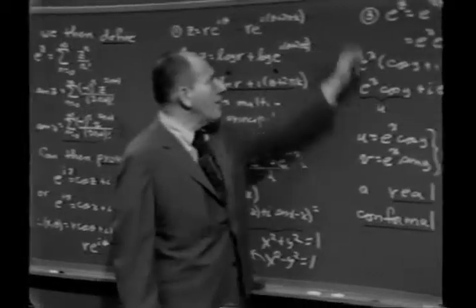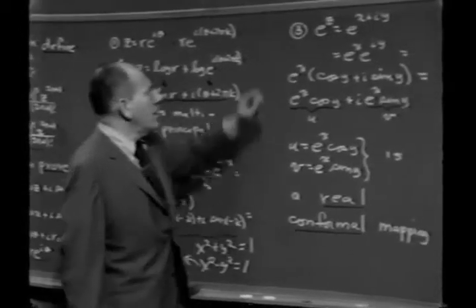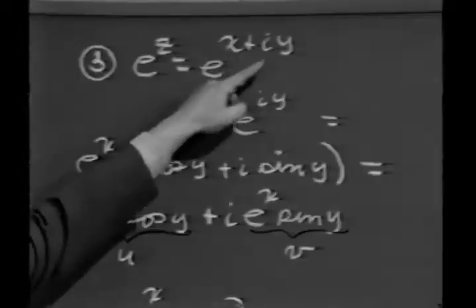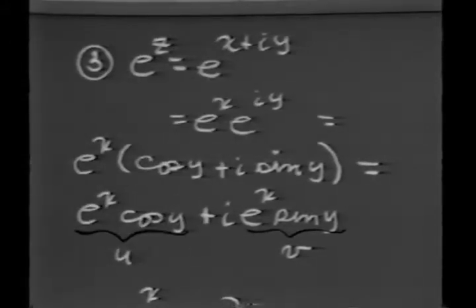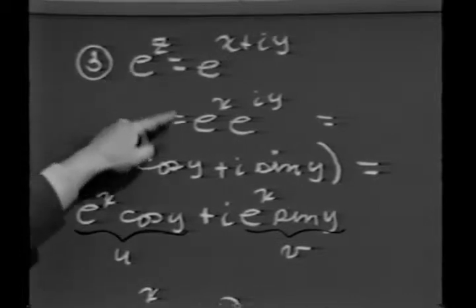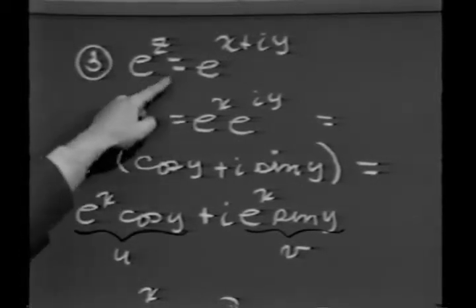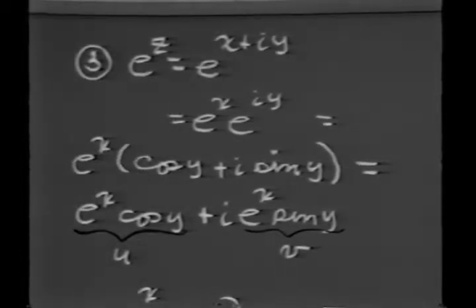Beginning of our lecture about e to the z. Certainly, because z is x plus iy, e to the z will be e to the x plus iy. Because of the properties that the exponential will have, and by the way, all of these exponential properties can be proven from the power series.